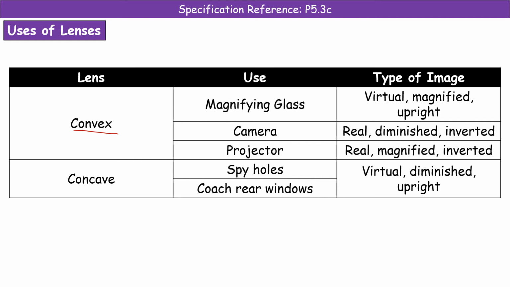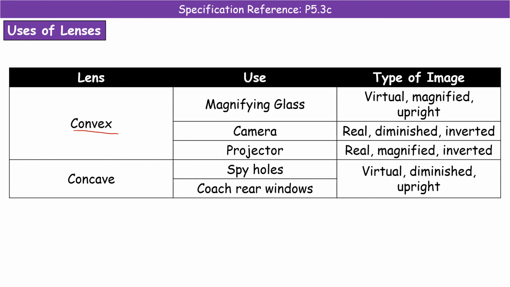We need to know the type of image that's created by these different devices. If we look at a magnifying glass, it's a virtual image that is magnified. The name kind of gives us a hint on that, and it's upright because when you hold a magnifying glass up, it looks the same way up as you look at it. A camera is a real diminished, so smaller, and it's inverted. And the projector, real, magnified and inverted.